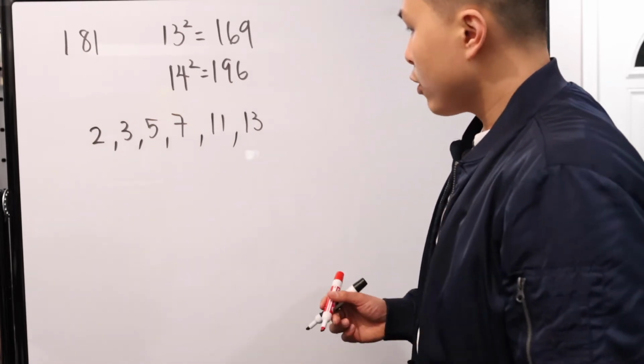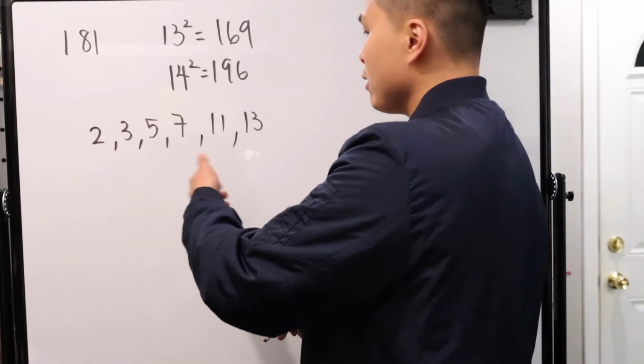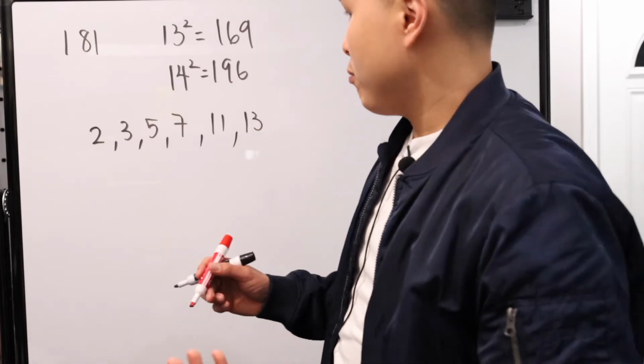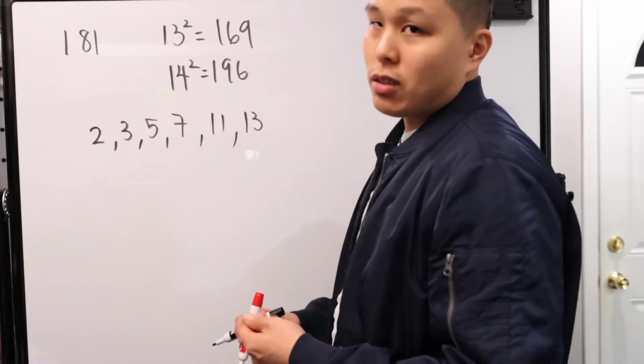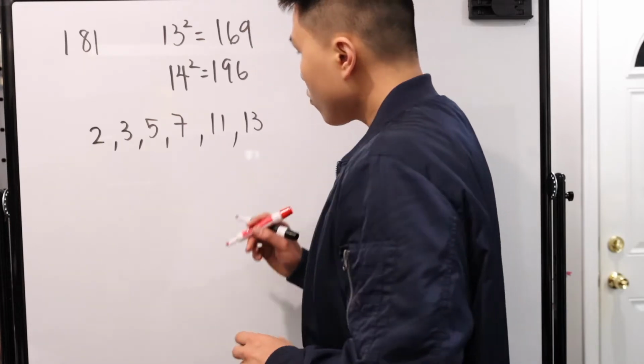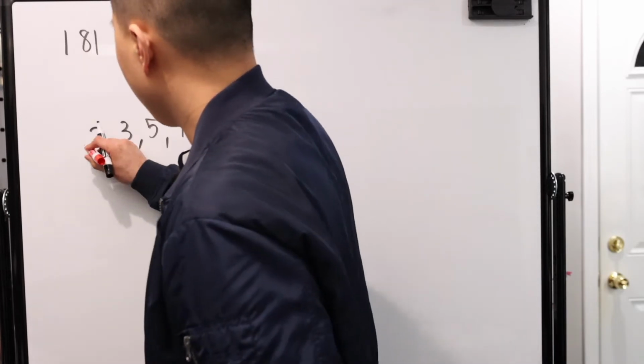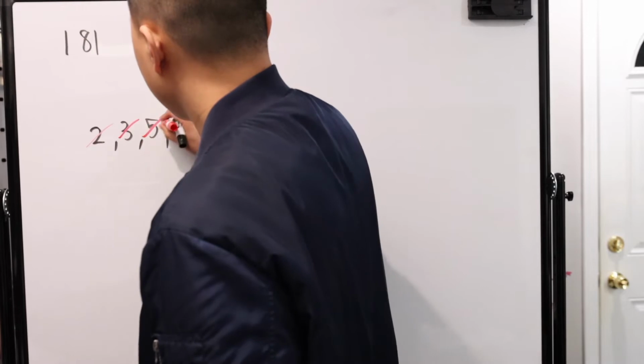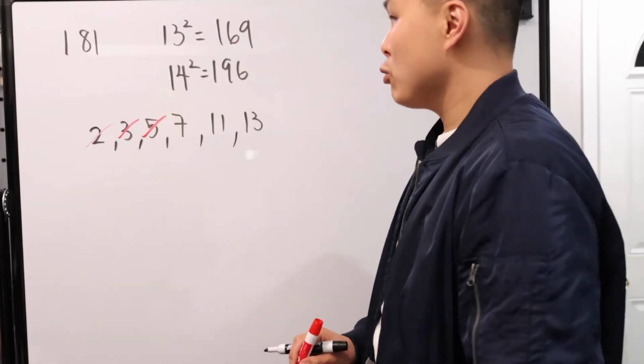Now, luckily for us, we know divisibility rule for a good portion of them. And if not, we can always just test it out, right? So, let's do this. First and foremost, 2, definitely not. 3, definitely not. 5, definitely not. 7, there's a divisibility rule for 7.